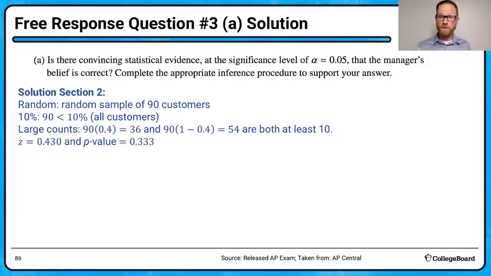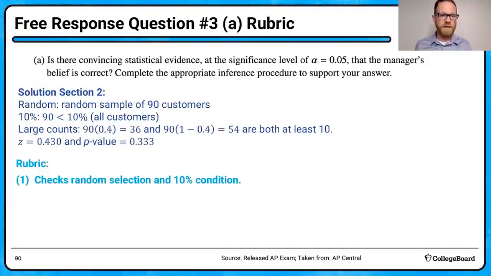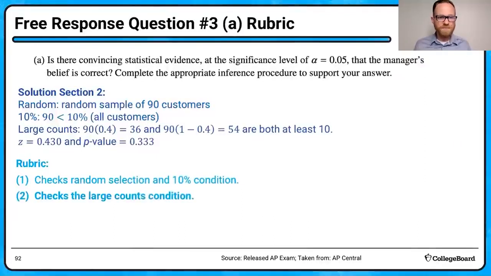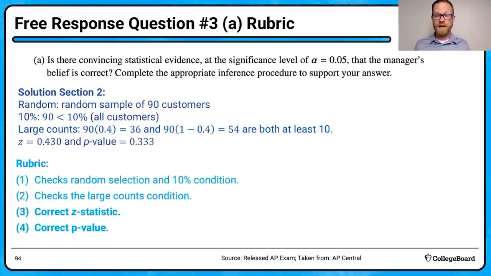Now let's check in on the rubric for section 2 here. So the first thing we need is to make sure that we check the random selection and the 10% condition. Well, that's the first two things that we've indicated here. Next, we need to check the large counts condition, n times p, n times 1 minus p, both need to be at least 10. Done. And then the third and fourth components, the actual calculation here, is the z-test statistic as well as the p-value, which we got from the calculator as 0.43 and 0.333. We have all four of the components needed for full credit.